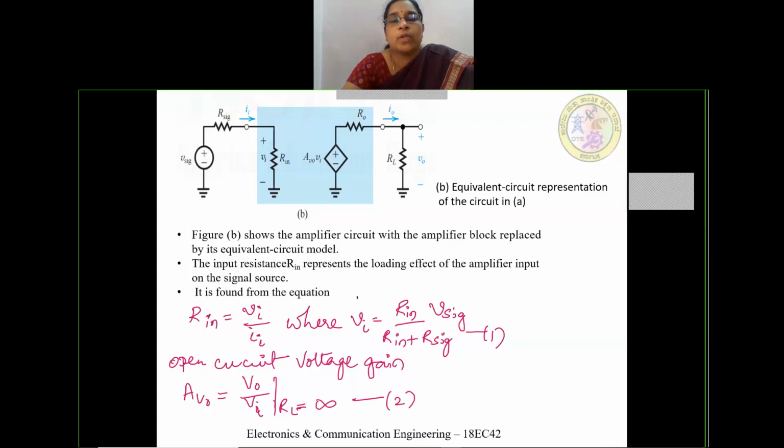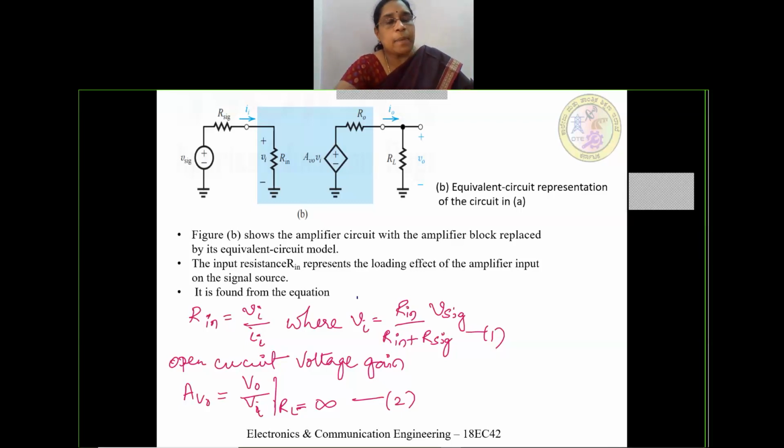Assume that the ratio of R in by R in plus R signal is 1, then Vi is equal to V signal. That is, whatever V signal we apply, that complete signal is going to appear at the input. But if it is not so, since we have R in as well as R signal in practical amplifier circuits, Vi is some scaled value of V signal. That is the first characterizing parameter.